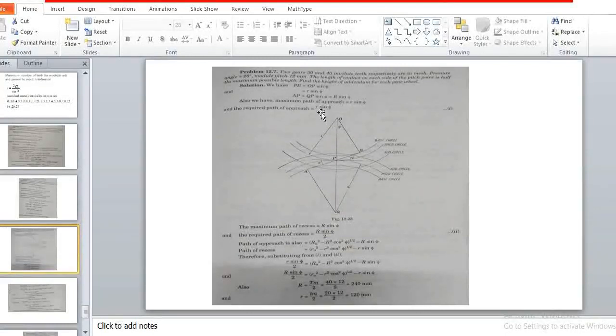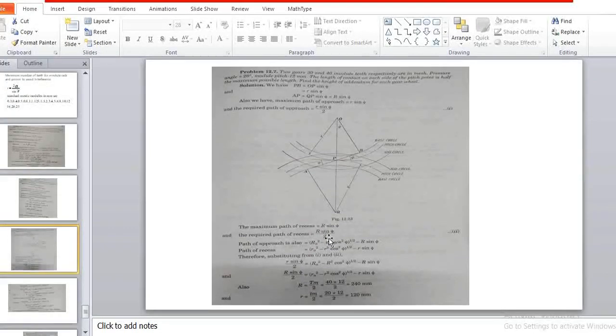So the required path of approach is equal to r sin phi by 2, since the maximum path of approach is small r sin phi. Again, the maximum path of recess is equal to capital R sin phi, so the required path of recess is equal to capital R sin phi by 2.